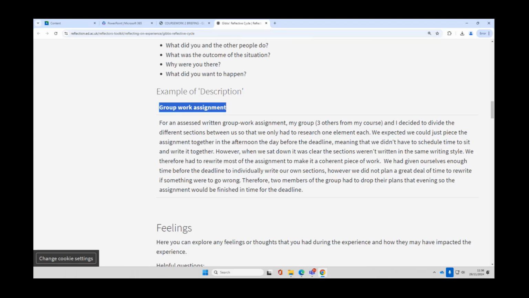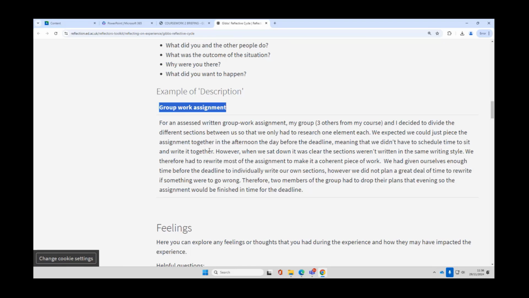So what has a student written here as an example? For an assessed written group work assignment, my group and I decided to divide the different sections between us so that we only had to research one element each. I believe many of you might have done that. We expected we could just piece the assignment together in the afternoon the day before the deadline, meaning that we didn't have to schedule time to sit and write it together. However, when we sat down, it was clear the sections weren't written in the same writing style. We therefore had to rewrite most of the assignment to make it a coherent piece of work.